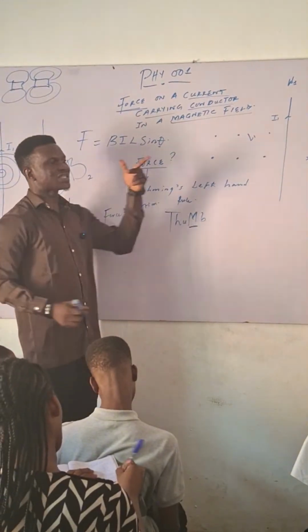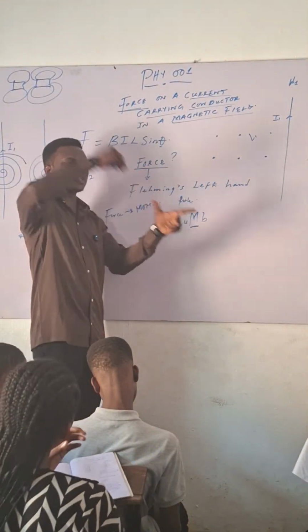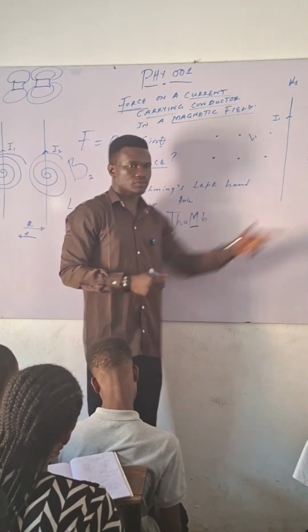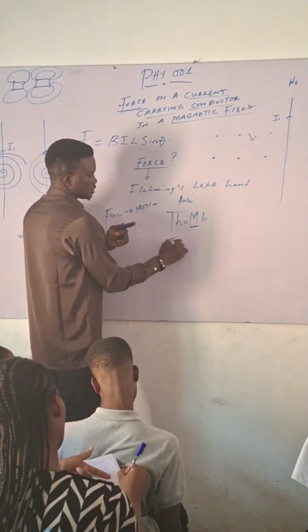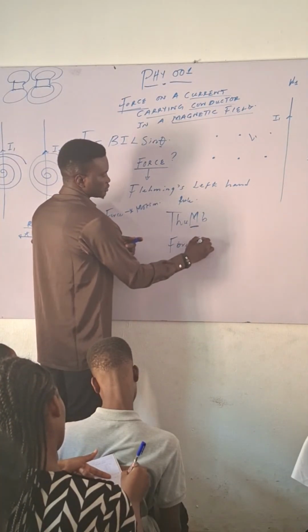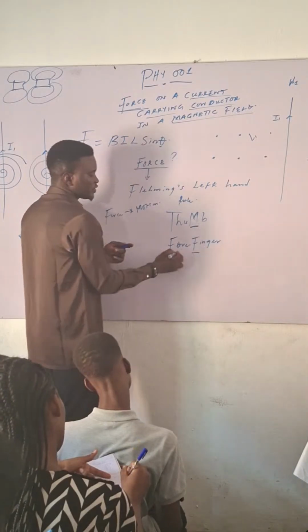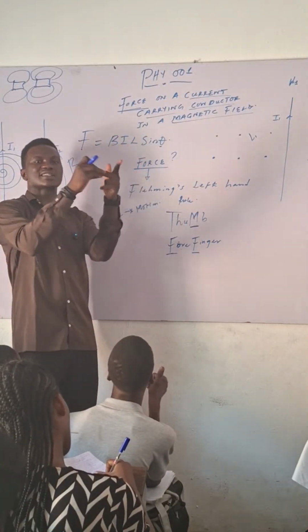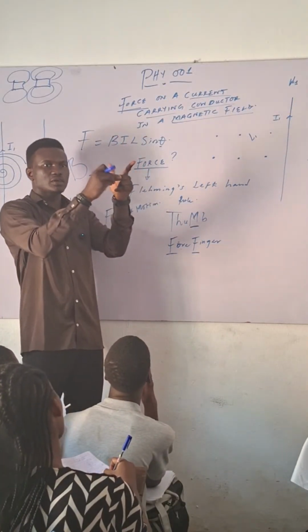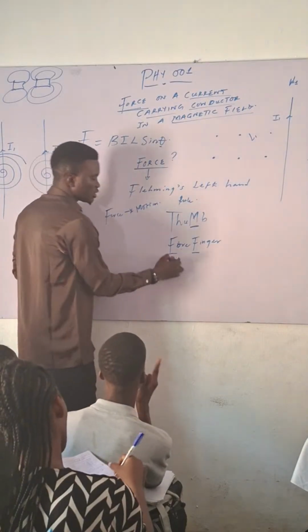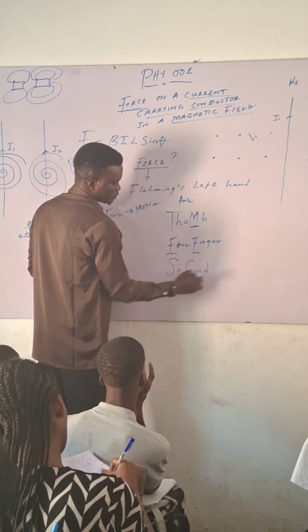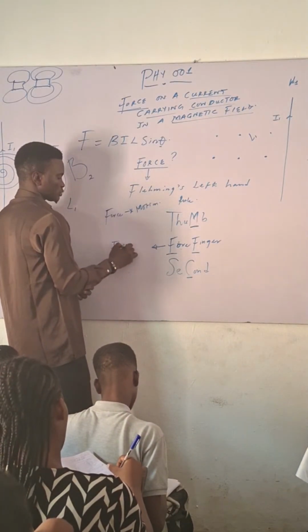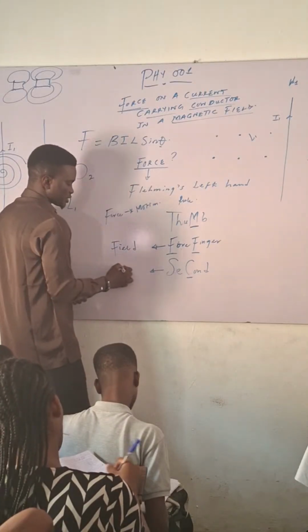So when the three fingers are held mutually perpendicular, the thumb represents the force or the motion. This forefinger, the F there, points in the direction of the field. Then this second finger, the middle finger, represents the current. So this represents the field, and this represents the current.